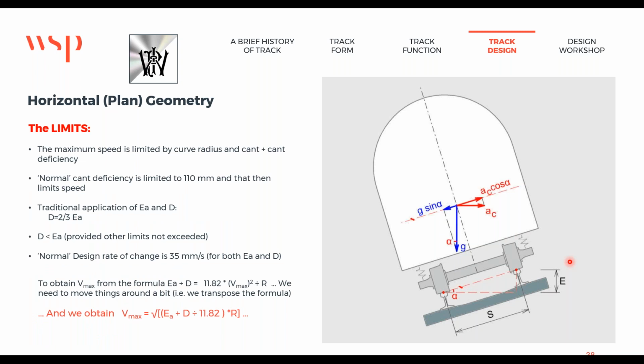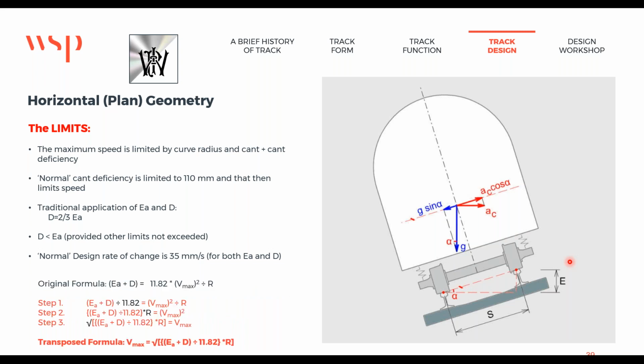So how do we get the maximum speed? To get Vmax from that formula, we need to move it around. So we've got EA plus D, that's the applied cant and the deficiency, equilibrium, is 11.82 times the speed squared divided by R. So we need to move that around to take the Vmax out to one side. Now, I won't bore you with the steps. I'll show you the steps.